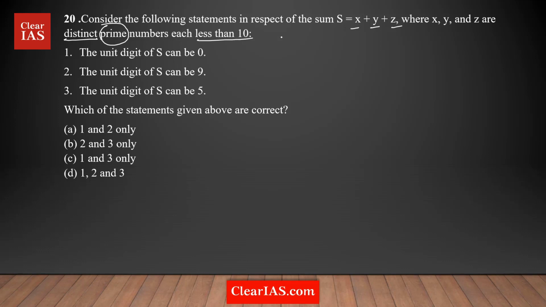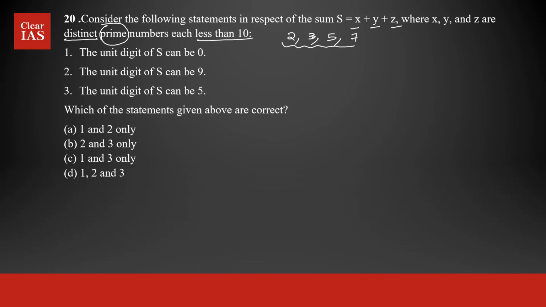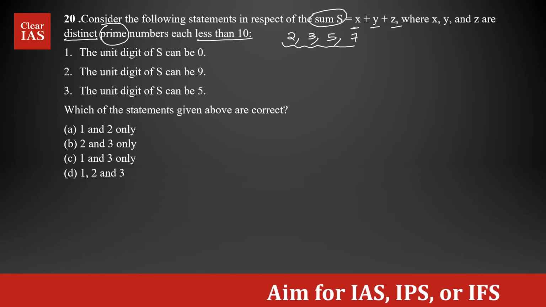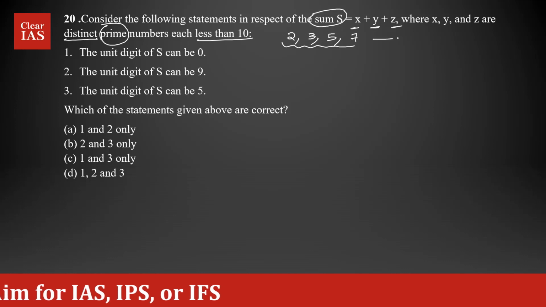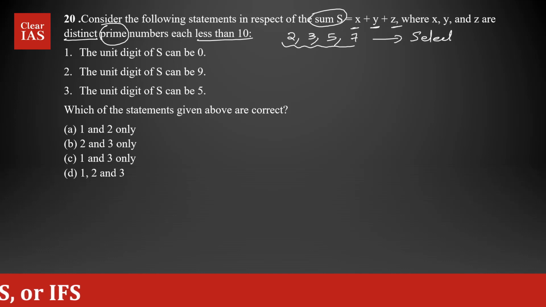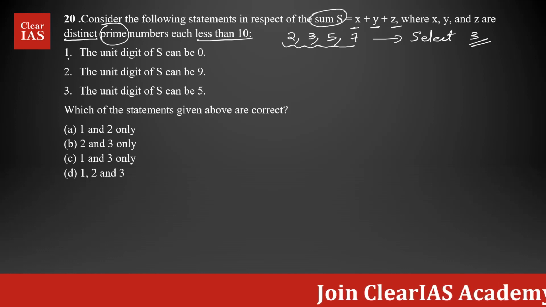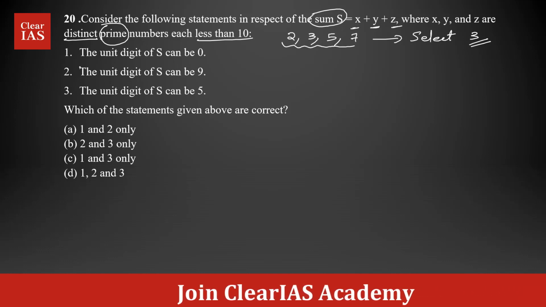How many prime numbers are there less than 10? Starting with 2, 3, 5, and 7. So there are 4 prime numbers you could choose from. And S is nothing but the sum of 3 prime numbers out of it. So x, y, z is nothing but, out of these 4, I need to select 3, and all of them are distinct. That's it.